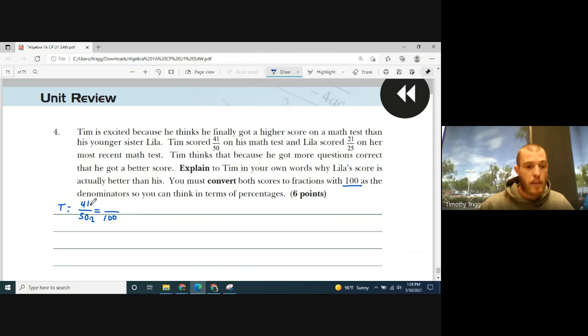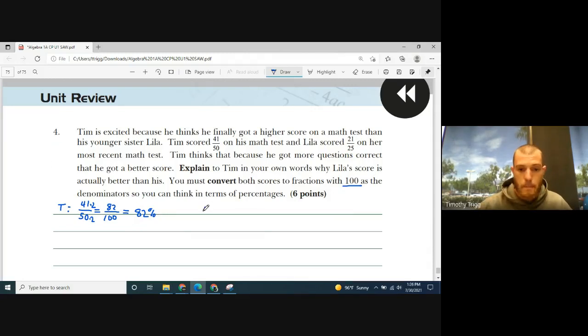So that means I need to multiply the top by 2 as well, and that'll give me 82 out of 100. As a percentage, 82 out of 100, that's 82%. Okay. So he got 82% on his test. Not a bad score. But let's look at Leela's.